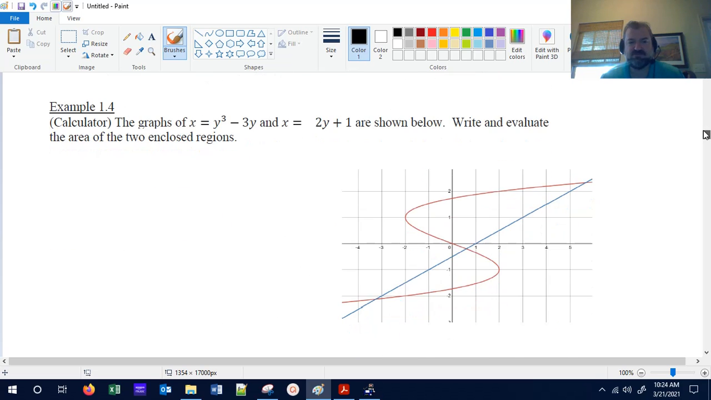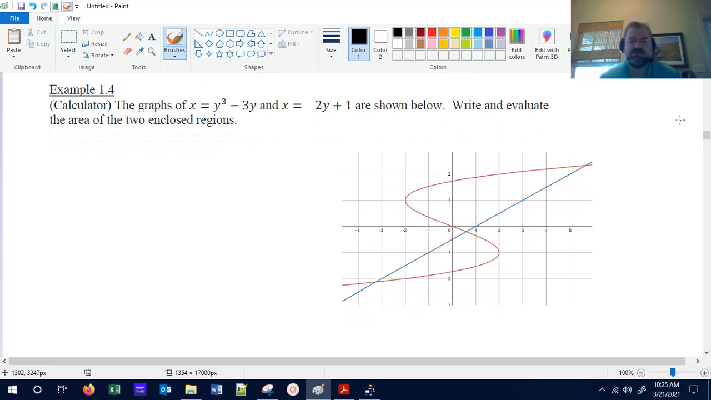All right, let's go on to example 1.4. Okay, if you're following along in my note handouts, early versions of my notes had a minus here. I've gone ahead and erased it. This curve has definitely not got a negative slope. It's just a typo. So we're going to use our calculator to find the area that is enclosed.